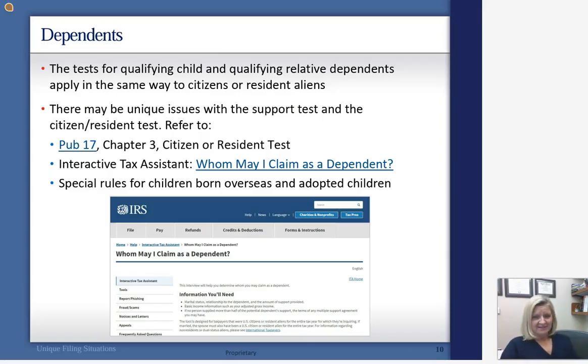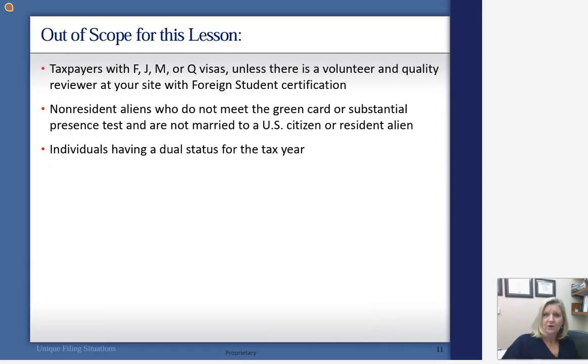So again, we've got to separate out these immigration rules from the tax rules, and it does get confusing, but just know that in order to be claimed as a dependent, it must be those rules that we talked about before: citizen or resident, green card holder. Just check out Publication 17. You can always go to irs.gov and look up who can I claim as a dependent. Also, in your 4012, go under the dependent section and look up the rules.